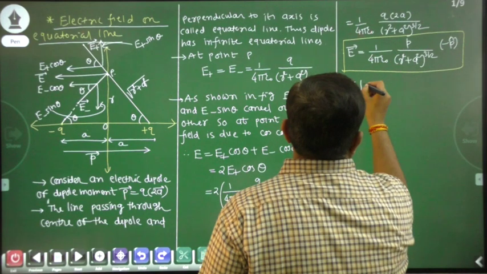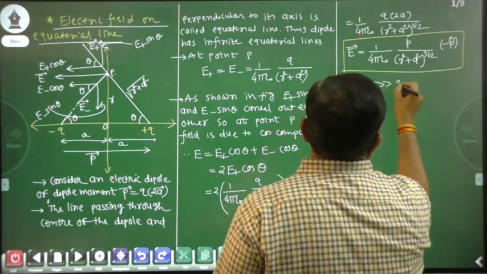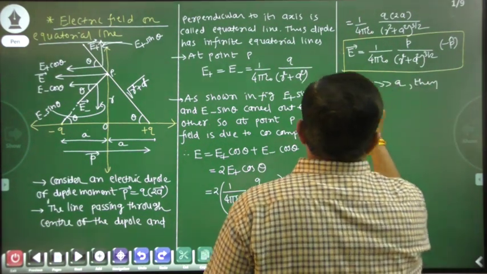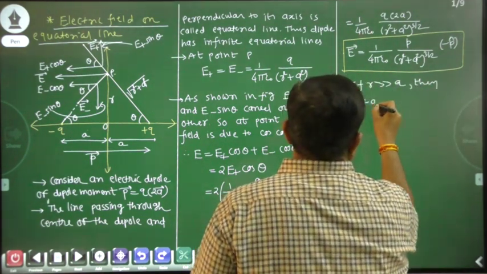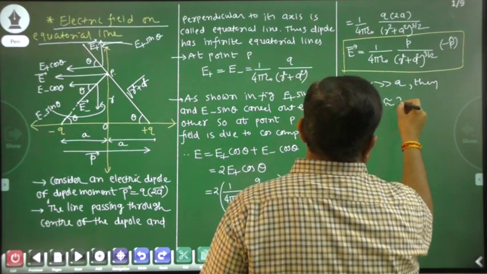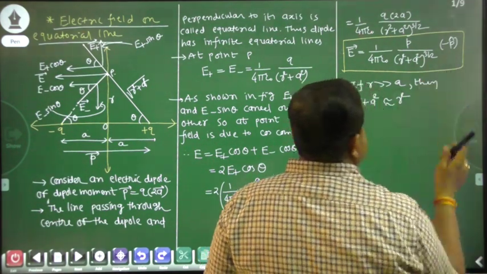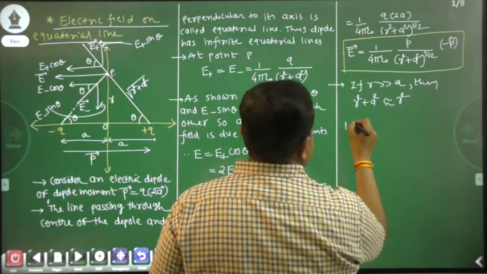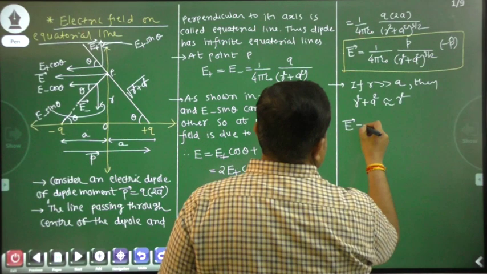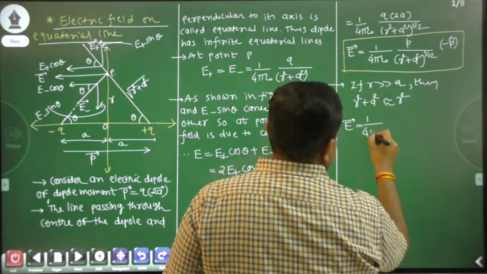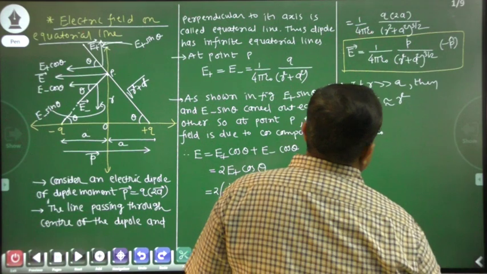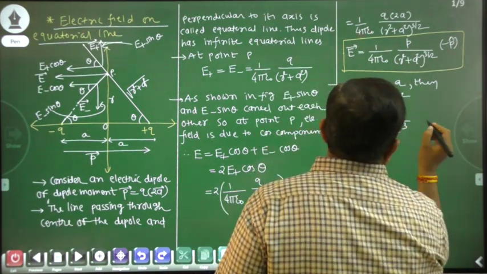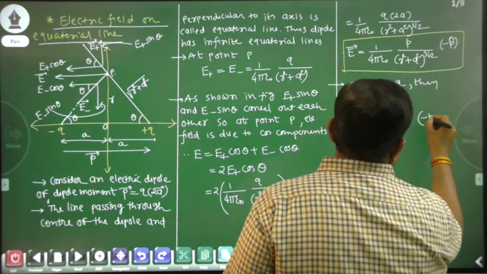Now special case, if r is very much greater than a, then r square plus a square is almost r square. So r square raised to 3 by 2 is r cube. Thus we have electric field 1 upon 4 pi epsilon naught p by r cube, minus p cap.